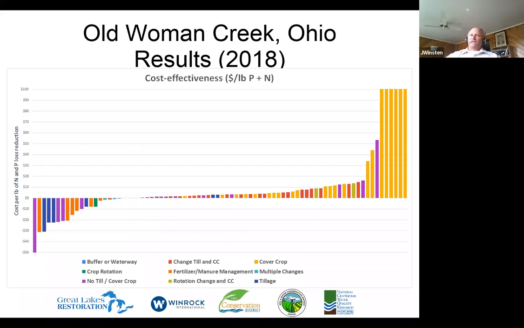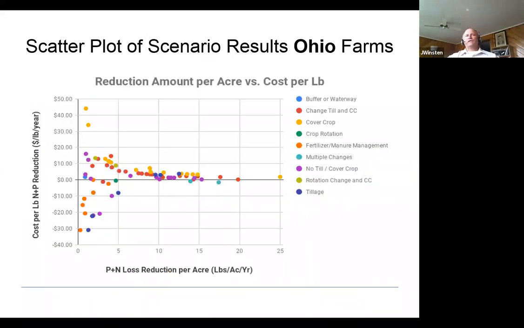Realizing that, we have gone to this scatter plot graph so that you can see more clearly what we're looking for here, where we have the cost per pound on the vertical axis and the reduction per acre, phosphorus and nitrogen reduction per acre, on the horizontal axis. You're looking for things that are lower on the graph, they'll cost less. And the ones to the right are going to have greater reductions per acre. So it's just another way to look at it that I think is a little bit more useful.